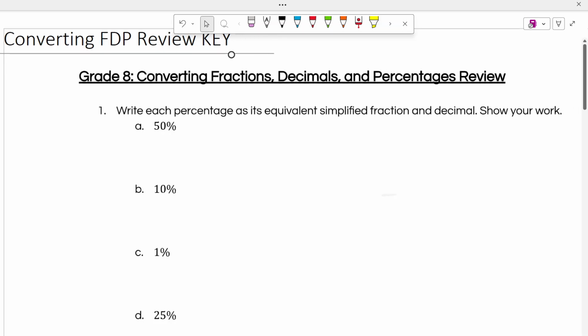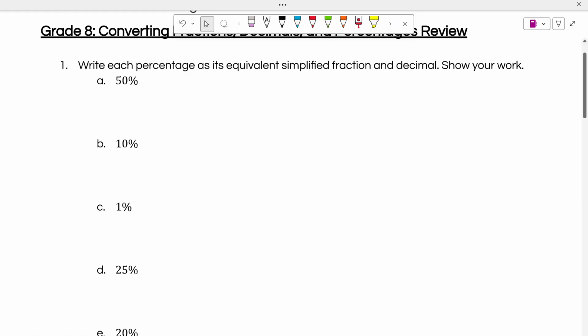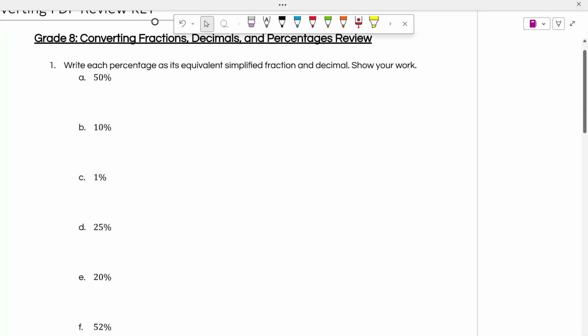Hello class, today we're going to take a look at reviewing how we convert fractions, decimals, and percentages. So in the first question, we're given a list of percentages. We want to write their equivalent simplified fraction and their decimals. Now, all of these are pretty easy percentages to work with, but we want to use them to remind ourselves about the process that we use.